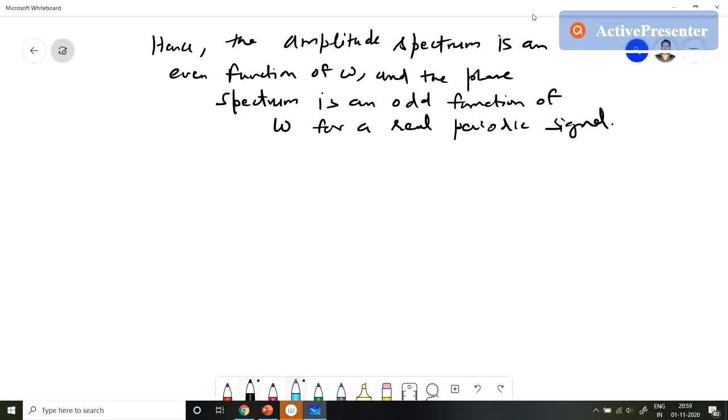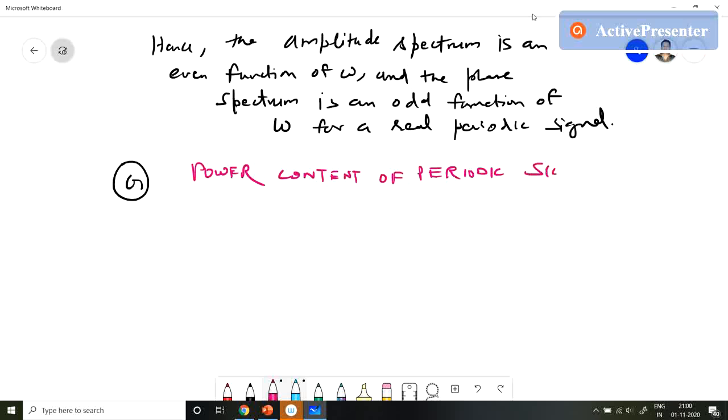Now let us discuss another very important topic, that is the power content of periodic signals.